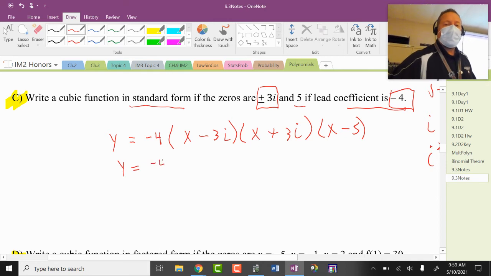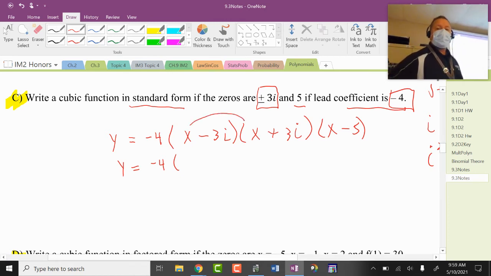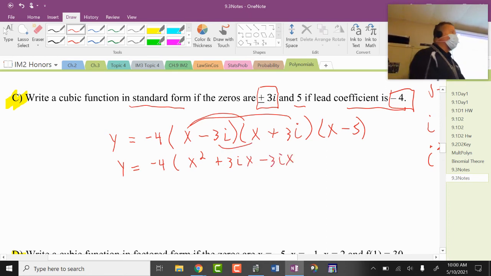Do not multiply that 4 or -4 through until the end, especially not with these i numbers. Watch what happens. And this is why the conjugate pairs are nice. First of all, x times x squared. Keep your stuff in order. 3ix, and then -3ix. What happens, everybody? They cancel. And now it's time for our i squared.